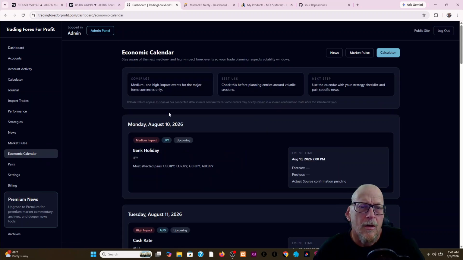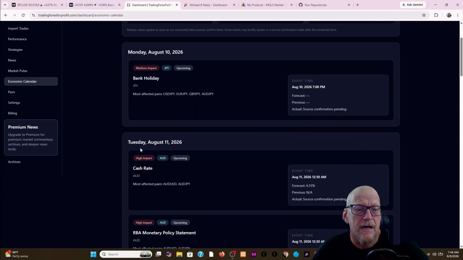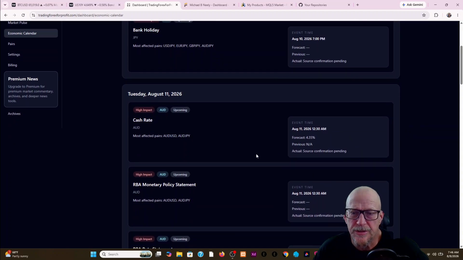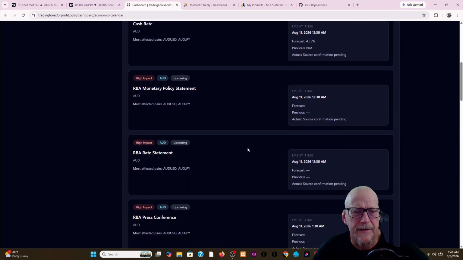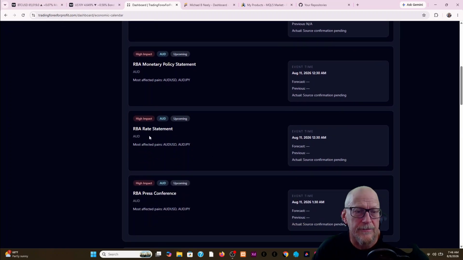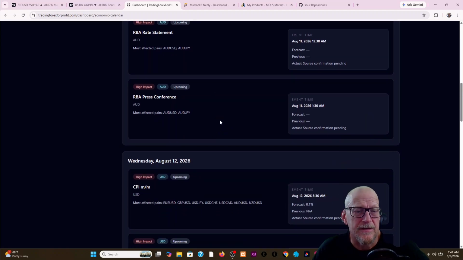So here we go. We have the economic calendar for Monday. Japan is having a bank holiday, so we're not going to have a whole lot of intervention or anything going on Monday, so that's good. On Tuesday, August the 11th, we have the rate decision from Australia. They're expected to, I think, hold at 4.35. RBA monetary statement coming out after that, and then the rate statement after that. They have all sorts of statements, and then the RBA press conference. They got a lot to talk about.